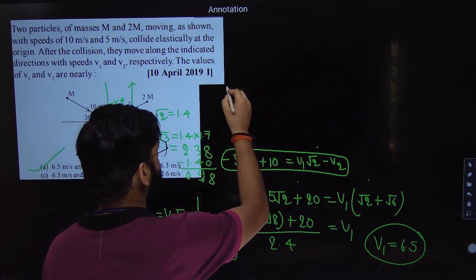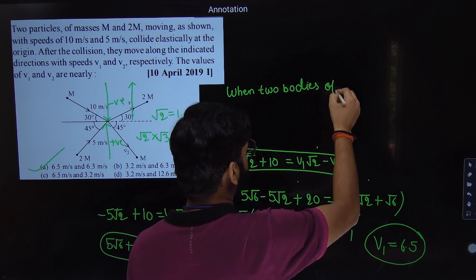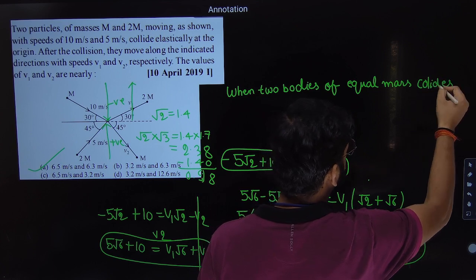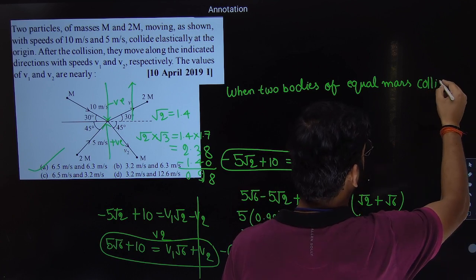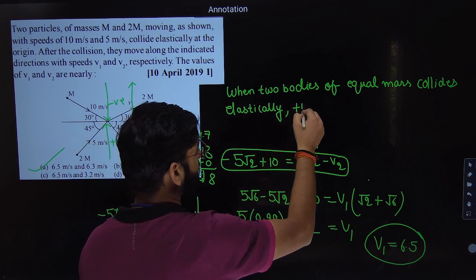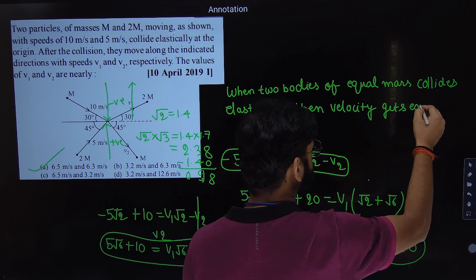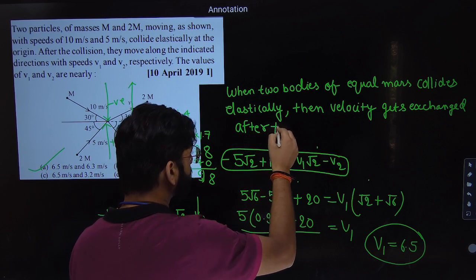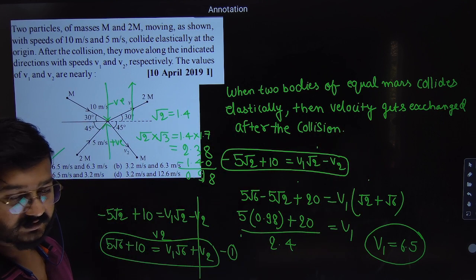Okay. So when two bodies of equal mass collide elastically, then velocity gets exchanged after the collision. Is the spelling correct for collide? Double L will be there, no?